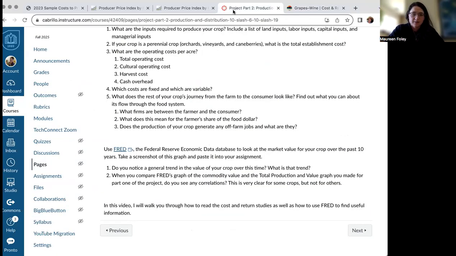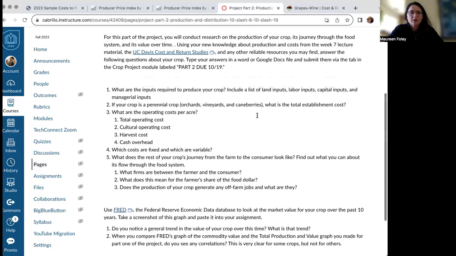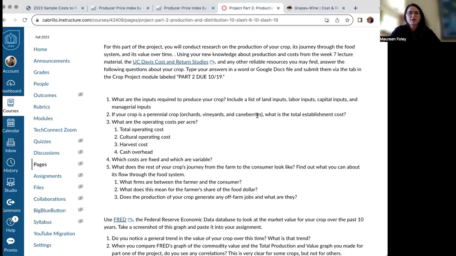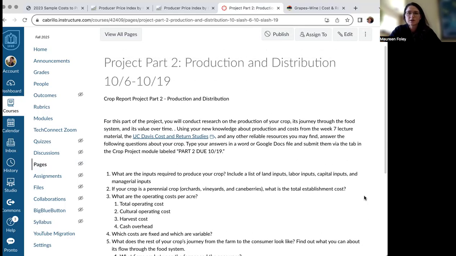So yeah, that is it. Let me know if you have any questions or if you're having a hard time interpreting any of this data. I know it's kind of a data heavy part of the project, but it's important to be able to look through data and extract information from it.